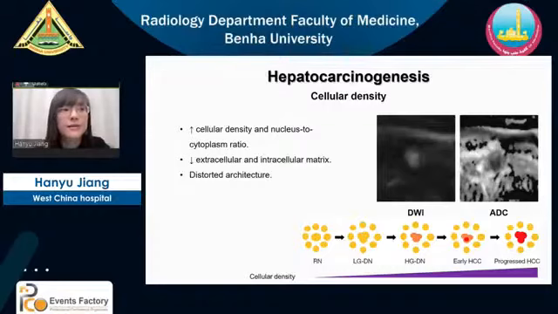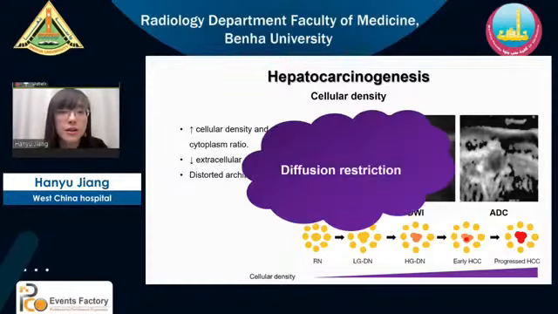During the early phases of hepatocarcinogenesis, hepatocytes may accumulate. The cellular density and nucleus to cytoplasm ratio increases, while the extracellular and intracellular matrix decreases. The nodules also become more distorted in architecture, and these alterations can impede the diffusion of water molecules and lead to diffusion restriction on diffusion-weighted imaging.